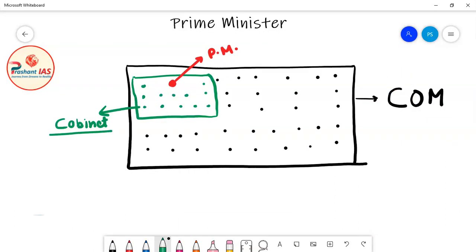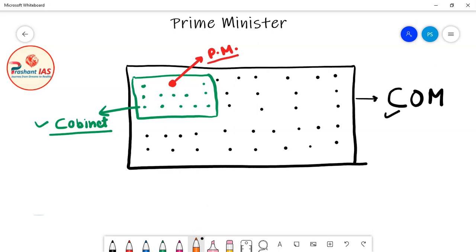Now friends, here on the screen you can see a diagram, and in this diagram this black rectangle is Council of Ministers, this small green rectangle is cabinet, and this big red dot is Prime Minister. All these green dots are cabinet ministers, and all these black dots are either Ministers of State independent charge or deputy ministers. Now friends, Prime Minister has the power to call for any information from any ministry. Now what does it mean?